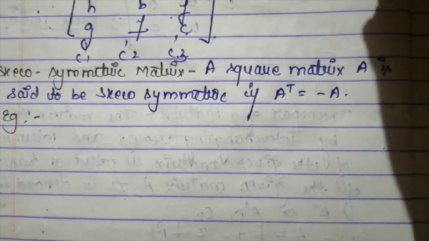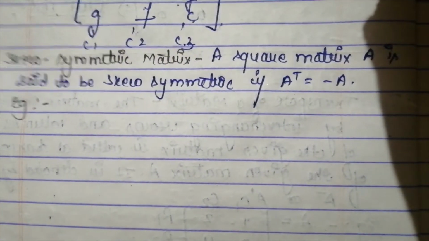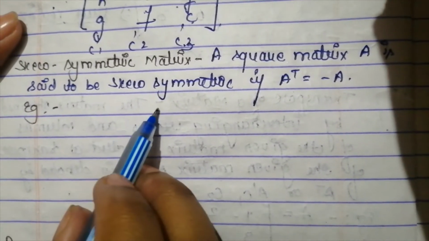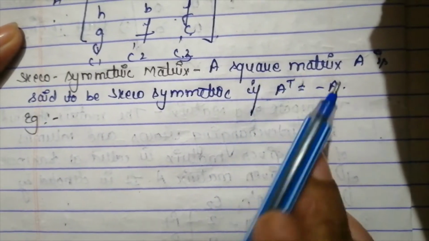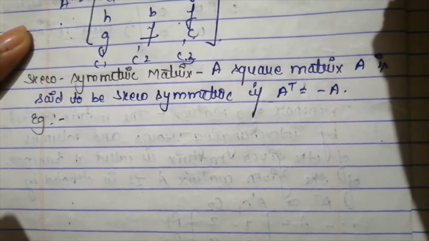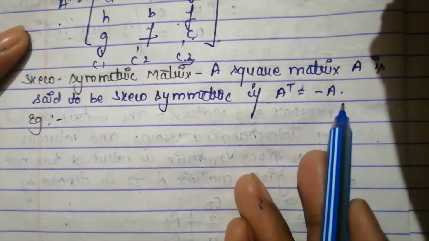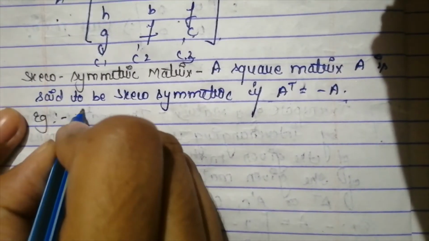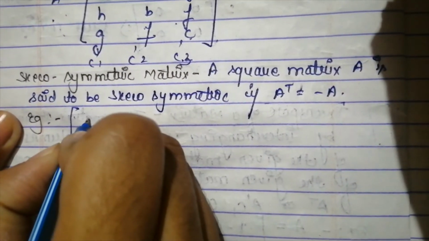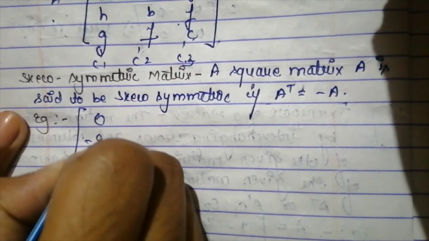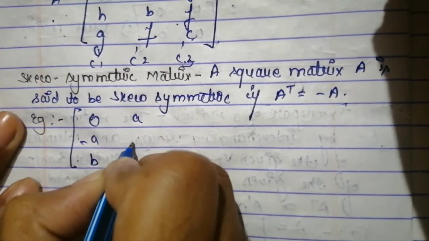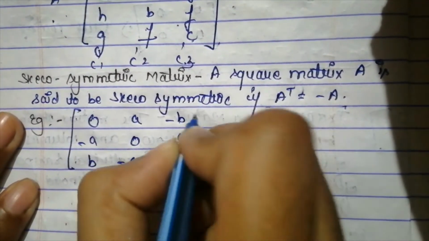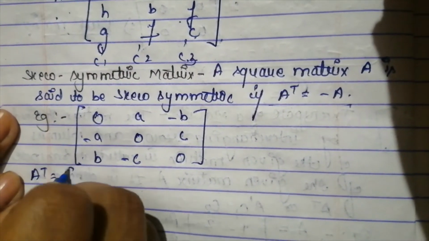Now what is a skew symmetric matrix? A skew symmetric matrix is the opposite of a symmetric matrix. In a skew symmetric matrix, when we take the transpose of a matrix A, its value will be the negative of the original matrix. We will also discuss it with the help of an example. We have a 3 by 3 matrix and its elements are 0, minus A, B, A, 0, minus C, minus B, C and 0. Now we will take its transpose.